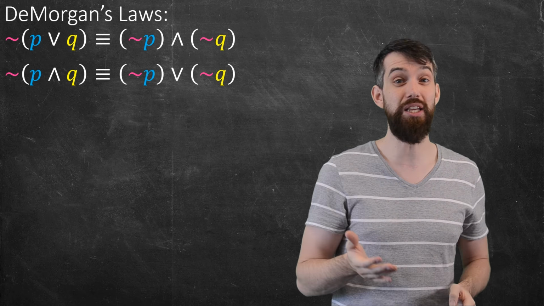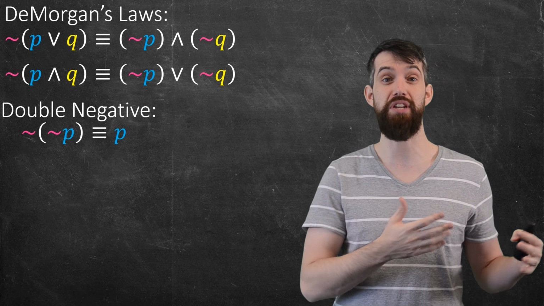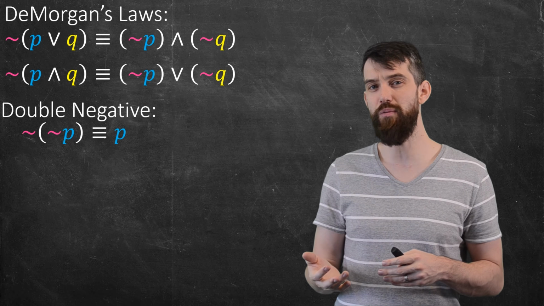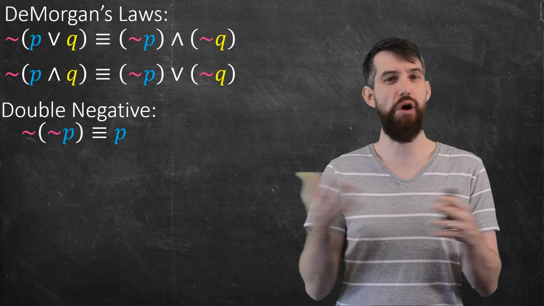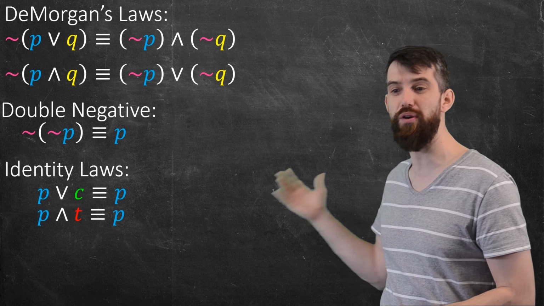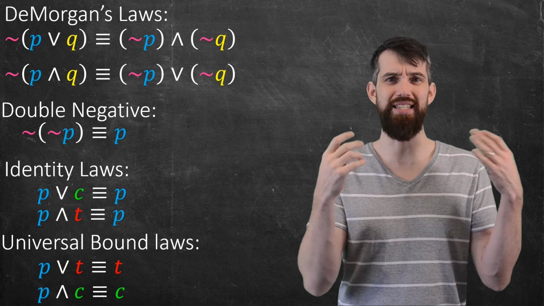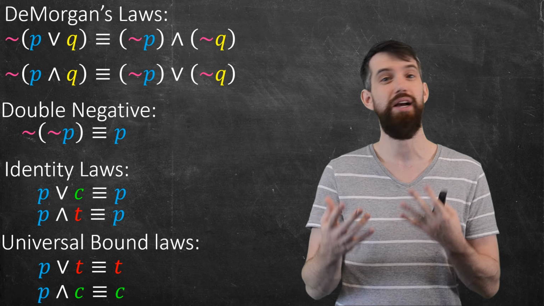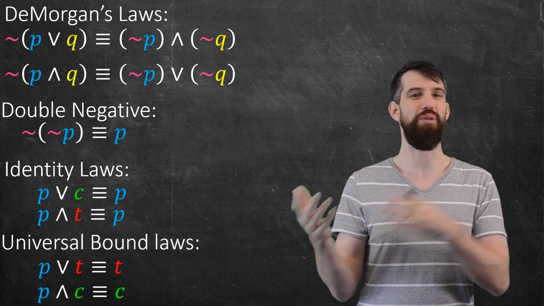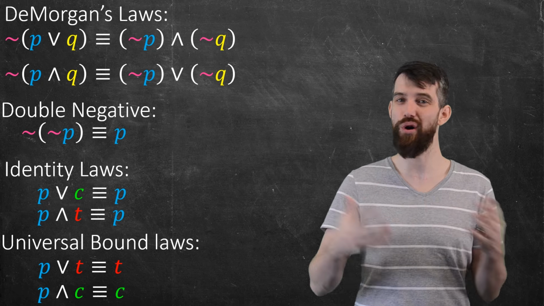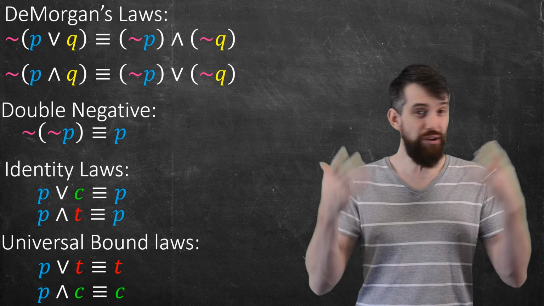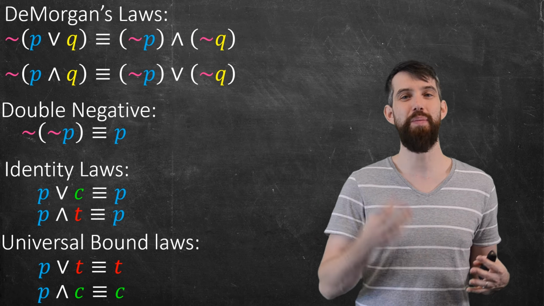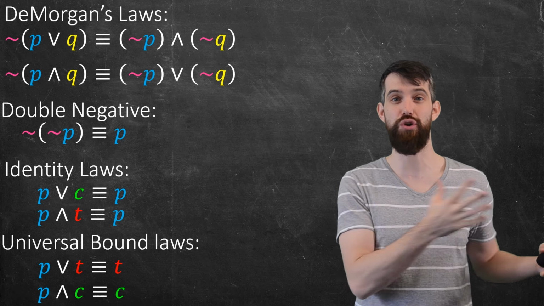But we've seen previously we had a double negative law. We had a truth table showing the negation of the negation of P was P. And then when we talked about tautologies and contradictions, there were also a bunch of different laws that applied there. There were these identity laws that said if you took something like P or a contradiction, that's just P. There were these universal bound laws like that P or a tautology was a tautology. And there's many more that I haven't put up on this list. So this brings me to my 3rd way of showing a logical equivalence.